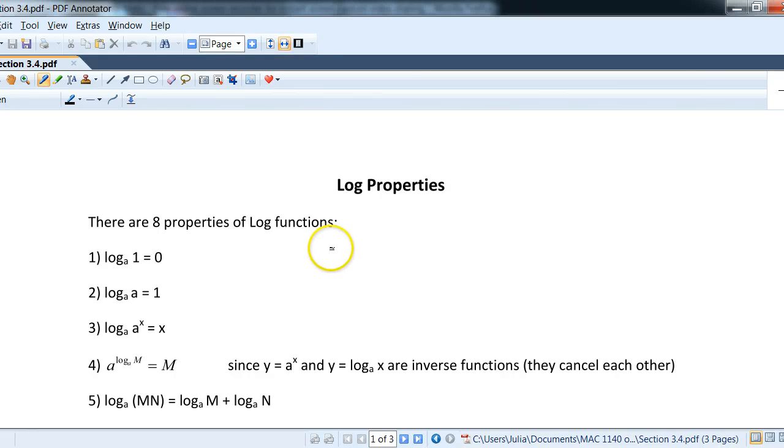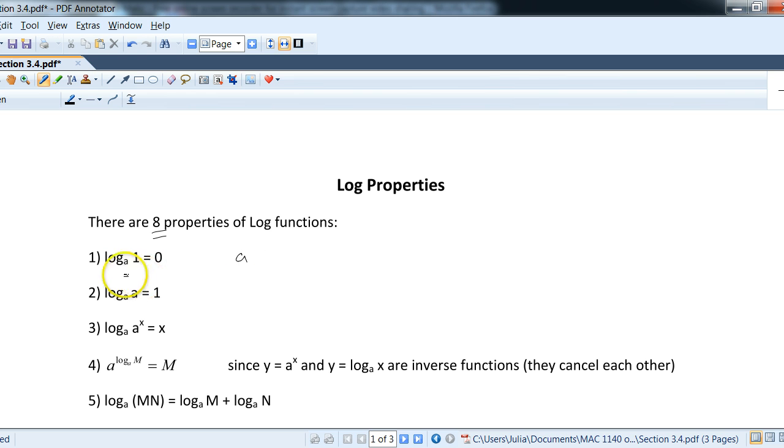In this video, let's talk about log properties. There are many of them, so let's talk about them in detail. For example, I can count up to 8 properties of log functions. What are they? Well, for example, log base a of 1 is equal to 0.